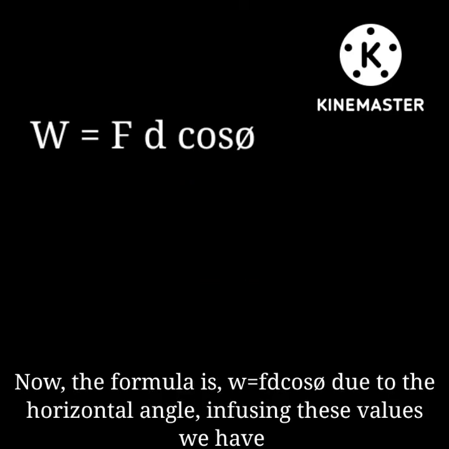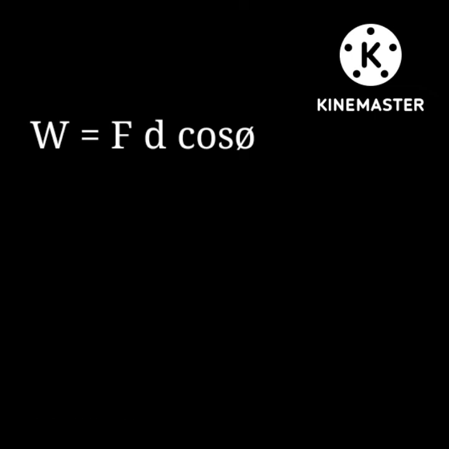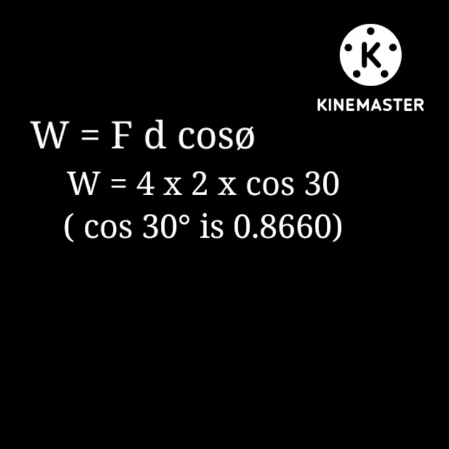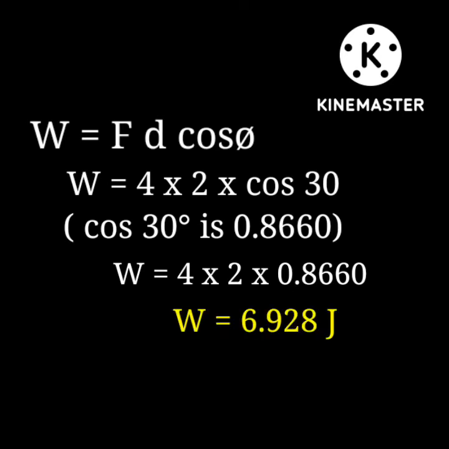So my F equals 4 Newton. Now the formula is W equals F times D with cos theta due to the horizontal angle. Infusing these values, we have W equals FD cos theta. That's W equals 4 times 2 times cos theta. Our cos theta equals 0.8660. W equals 4 times 2 times 0.8660. So therefore, the work done, W equals 6.928 joules. Or you can say 6.9 joules or 6.93 joules.